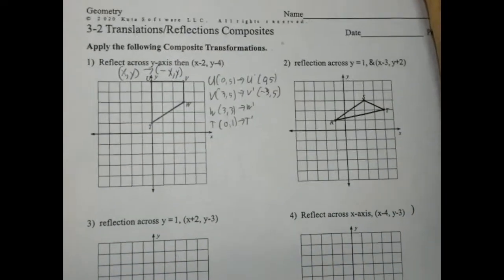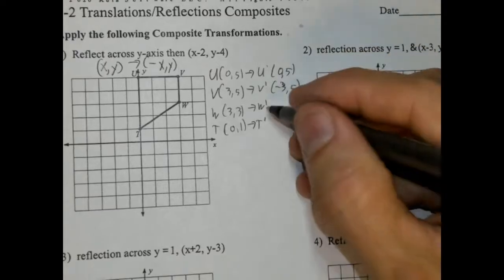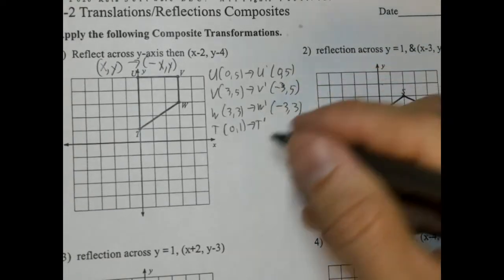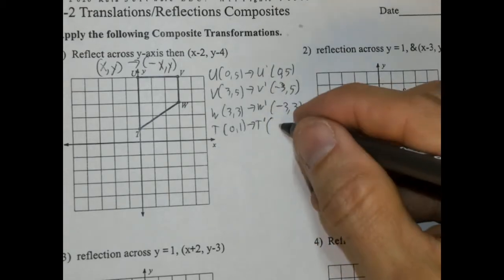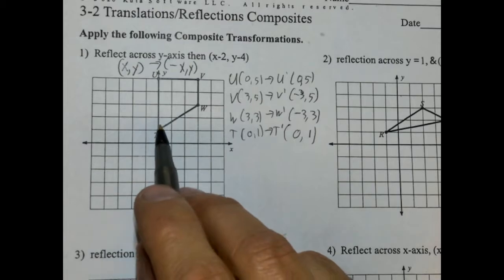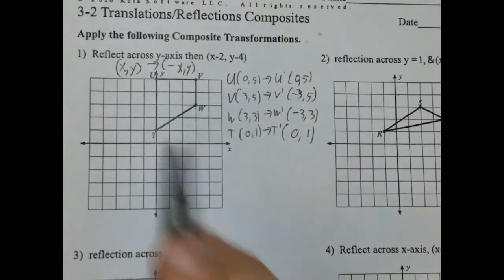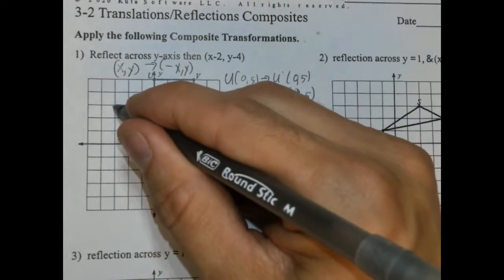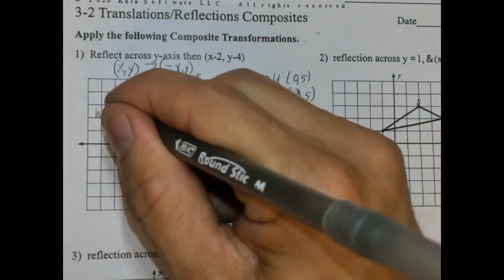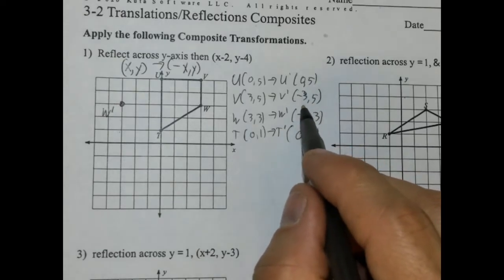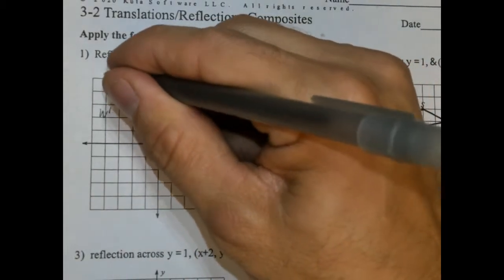W prime is going to be (negative 3, positive 3). And T prime is going to be (0, 1), which makes sense because, again, it's on the line of reflection. So let's plot these. T prime and U prime are actually where T and U are. W prime is (negative 3, positive 3), so 1, 2, 3 over, 1, 2, 3 up. That's W prime. And then V prime is going to be (negative 3, positive 5), which is up here.